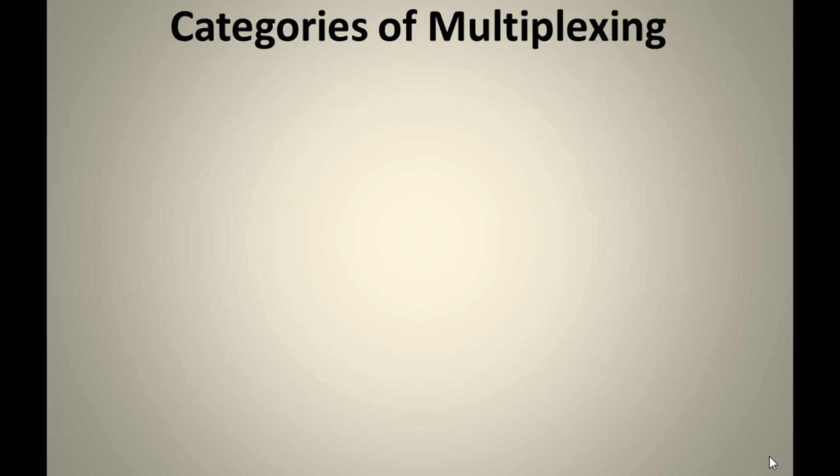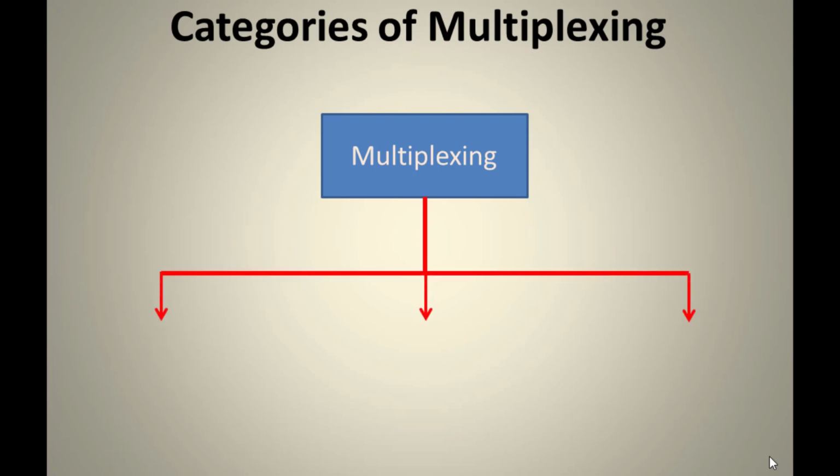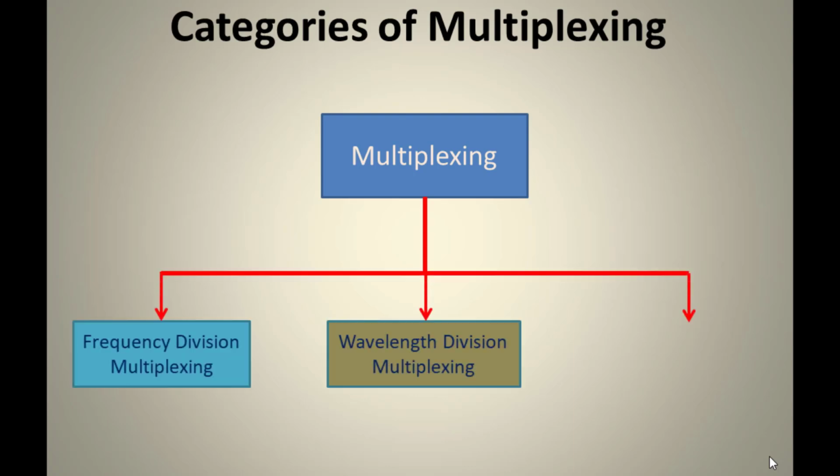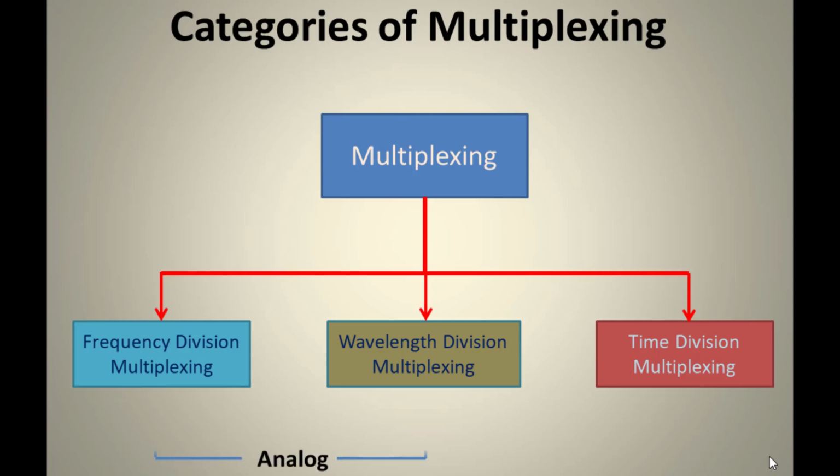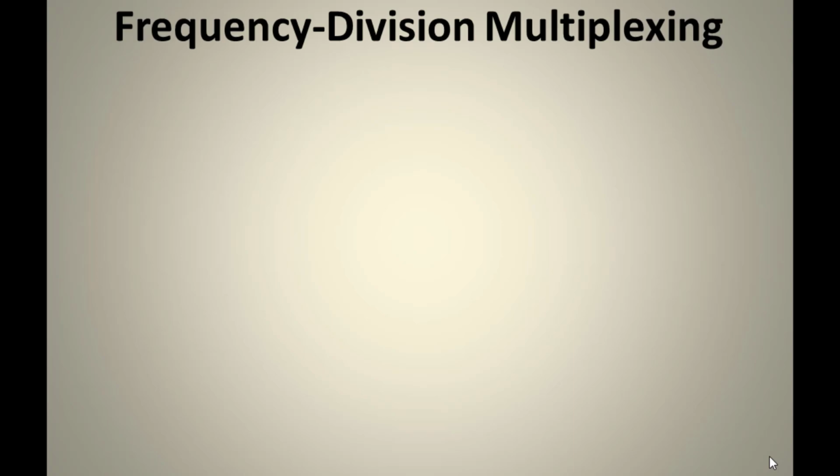There are various categories of multiplexing technique. The first one, as we can see, is frequency division multiplexing, that is FDM. Then we have wavelength division multiplexing, WDM, and time division multiplexing, TDM. These two techniques, FDM and WDM, are analog, and this one, time division multiplexing, is a digital technique. So what is frequency division multiplexing?